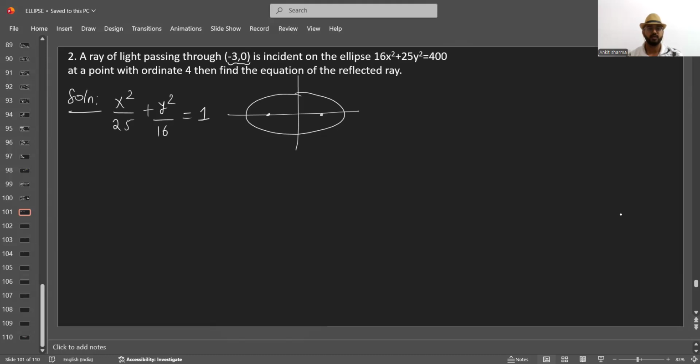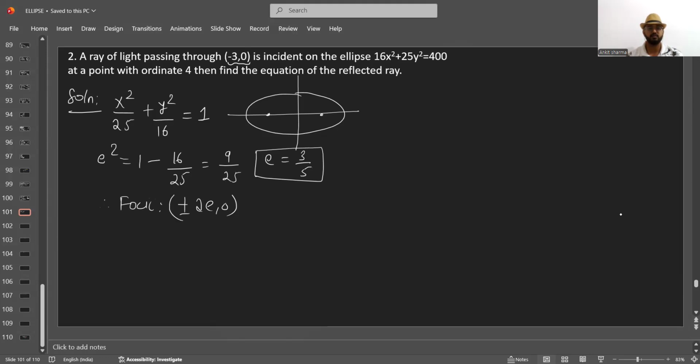Let us see what the foci are. For this we need to find the eccentricity. The eccentricity e is the square root of 1 minus b square over a square, which is 25 minus 16 is 9 over 25. That means e is going to be 3 over 5. The coordinates of the foci are plus minus ae comma 0, which is 5 into 3 over 5 comma 0. So we get the foci to be plus minus 3 comma 0. This one is minus 3 comma 0, and this right here is 3 comma 0.